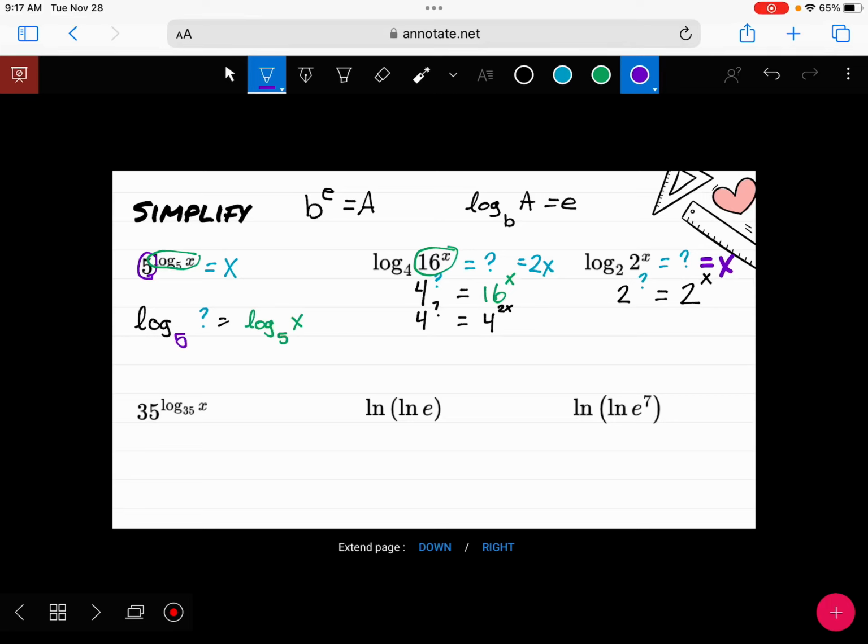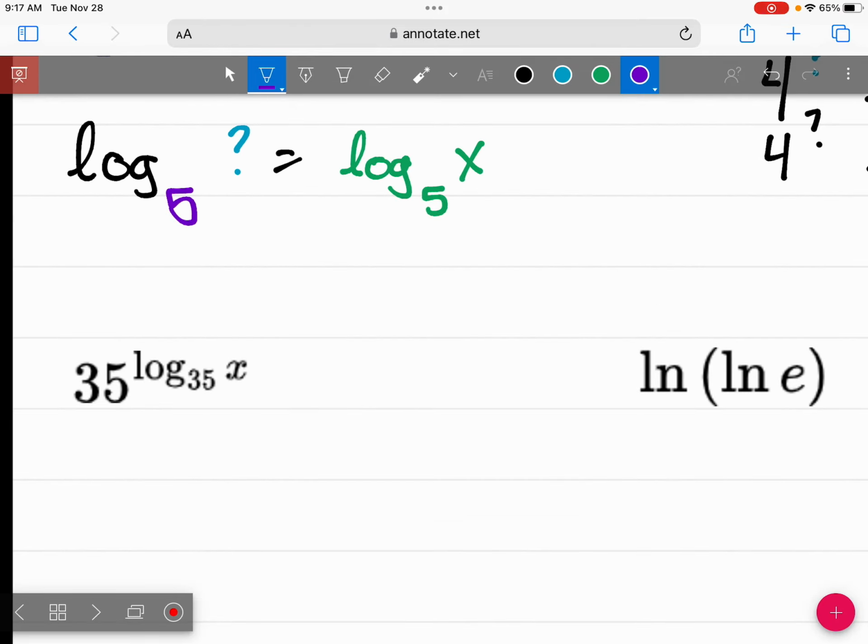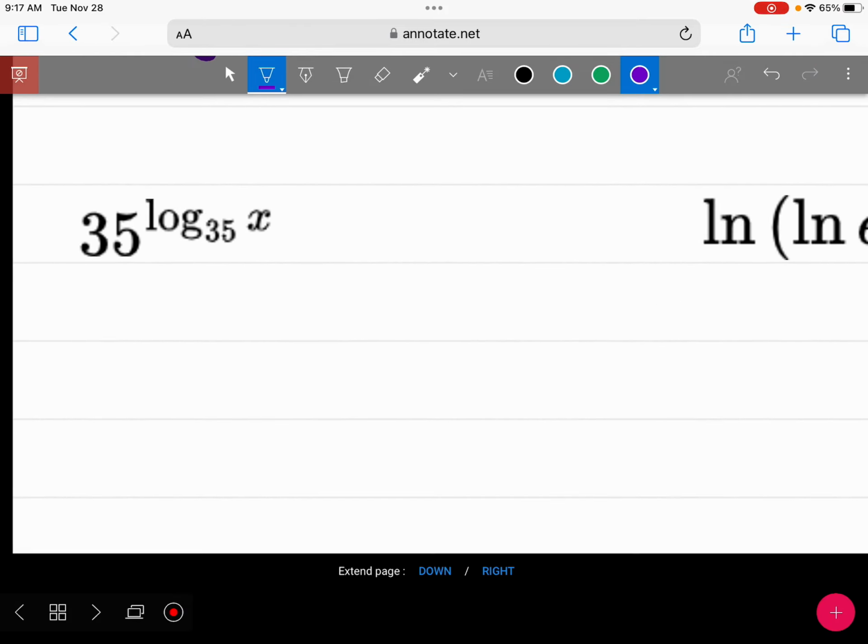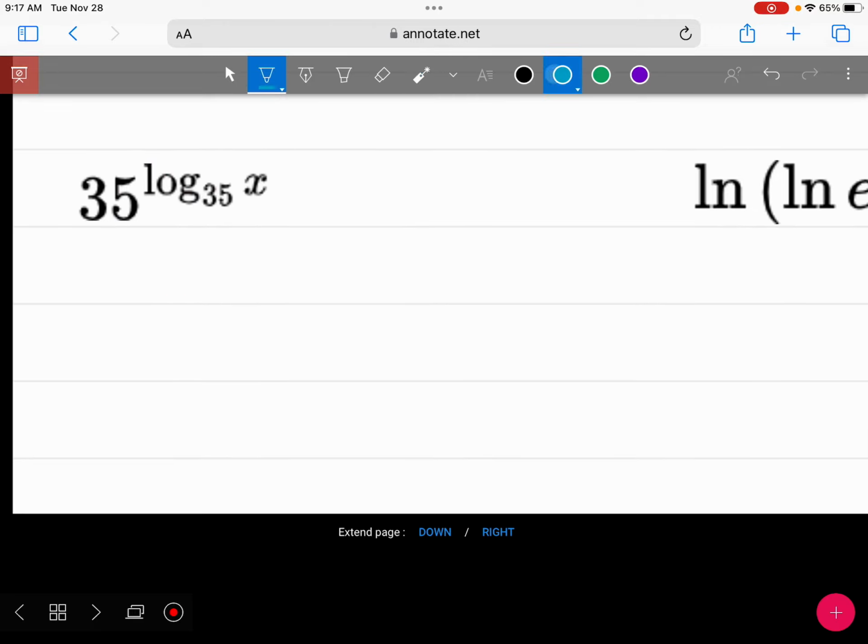Woohoo. Okay. All right, so we're going to keep going with this because we've got some solving to get to today. So we're going to finish simplifying down here. We might be able to start to notice the patterns. If we see that we have a base of 35 and a log base 35, it's going to just equal x. It's doing the same thing.